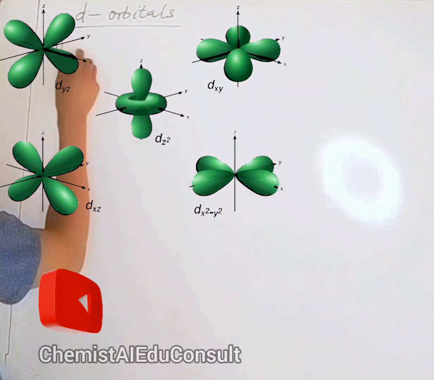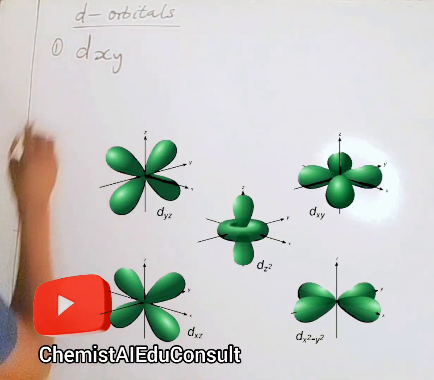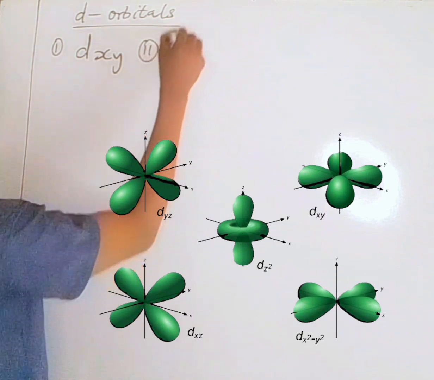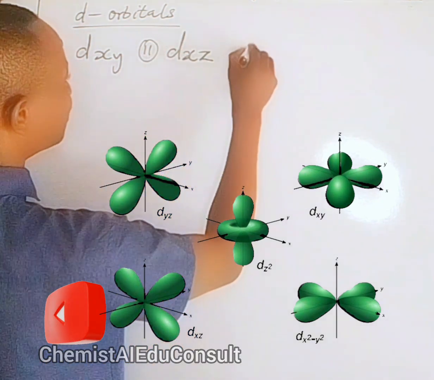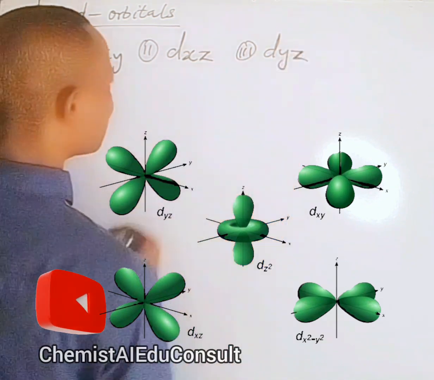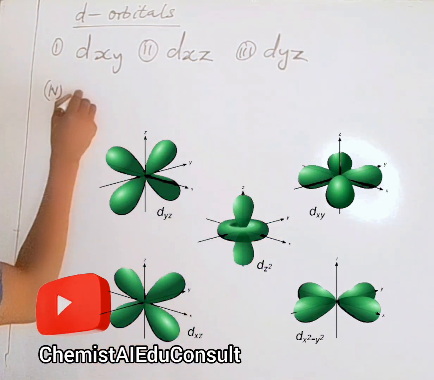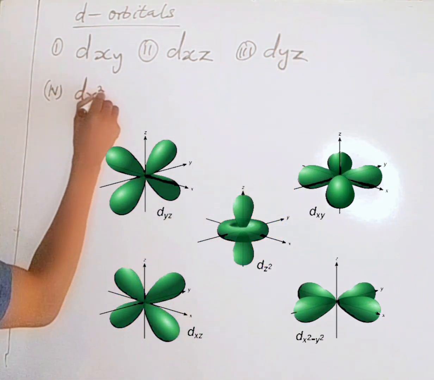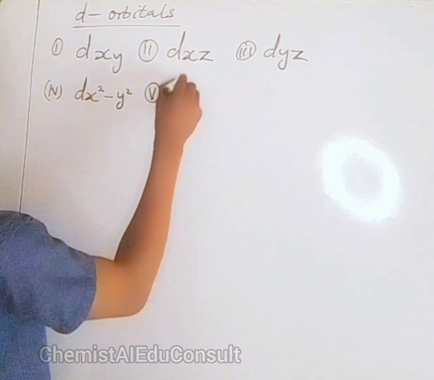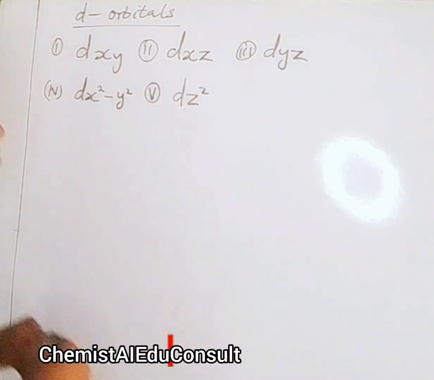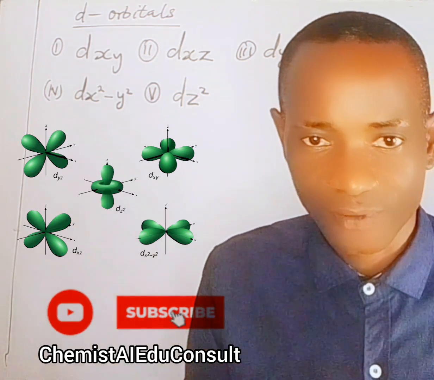Number 1 is dxy orbital, and number 2 is dxz orbital. Number 3 is dyz orbital. Number 4 is dx square by y square orbital. And number 5 is dz square orbital. Okay, let us start from number 1.